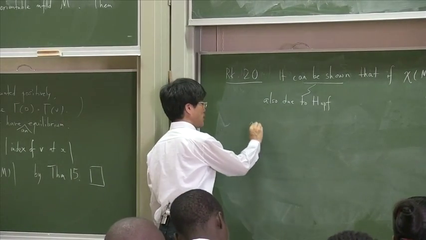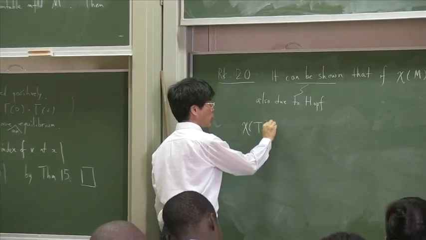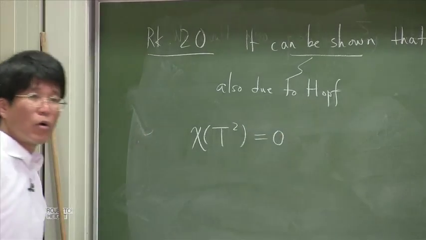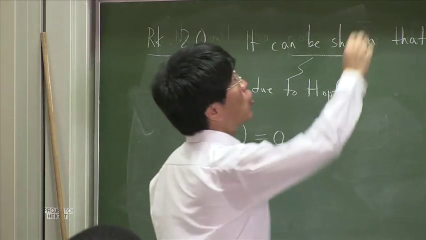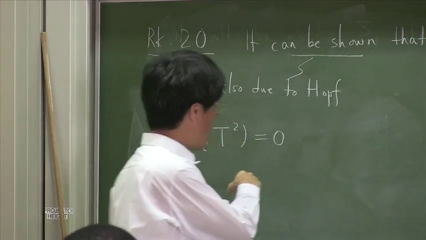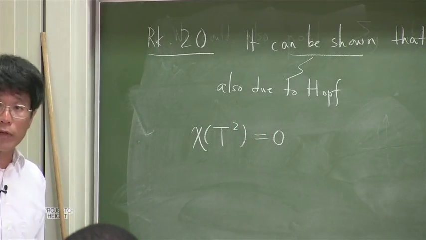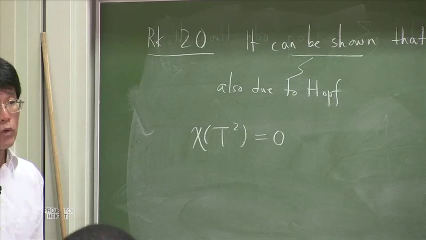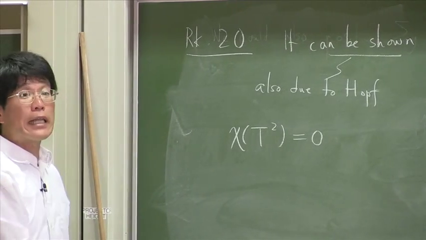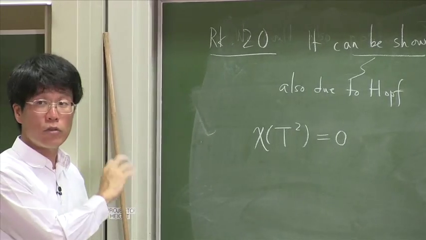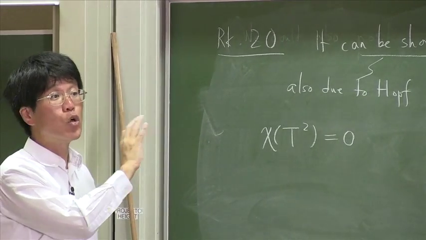Let's show this by some examples. We already know that the Euler characteristic of T2 is zero. Which means that although when we calculated the Euler characteristic from that rainfall picture, we had equilibria, we should be able to draw a dynamical system or vector field on T2, the two-dimensional torus, that has no equilibrium.